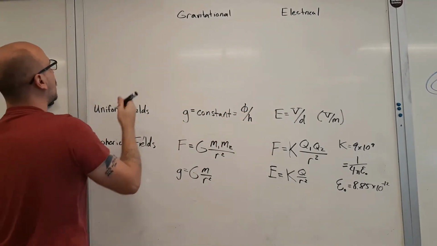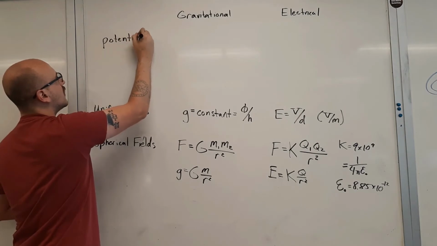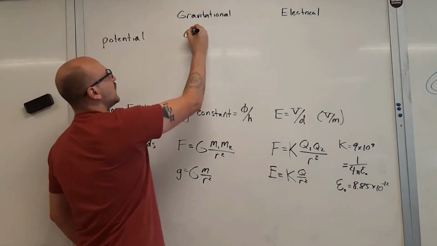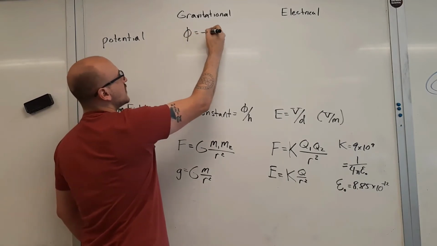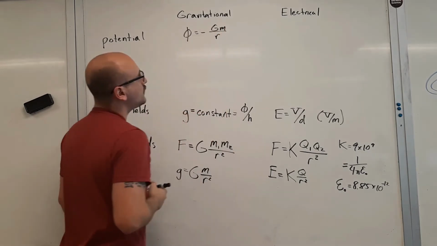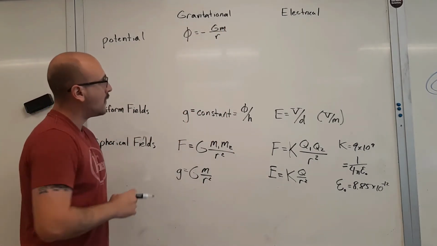Our next thing, right, if we're talking about potential, I'm going to just erase what's up here. Okay, if I'm looking for potential. Okay, gravitational potential, we've got this phi thing. Phi equals negative GM over r. All right, basically it's the gravity thing missing an r.